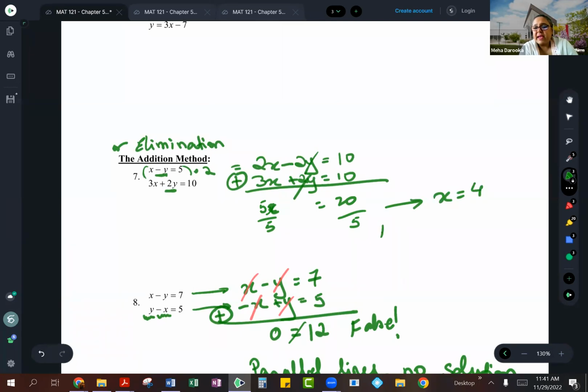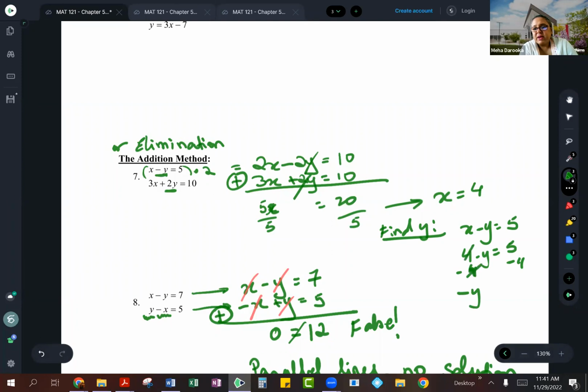Now that you have your x value, you can go back and find the y. Use any one of the equations, it doesn't matter. I guess I'm just going to use that first one. You end up with x minus y equals 5. If x is 4, go ahead and find your y value. And basically, what will that come out to be? Negative 4.